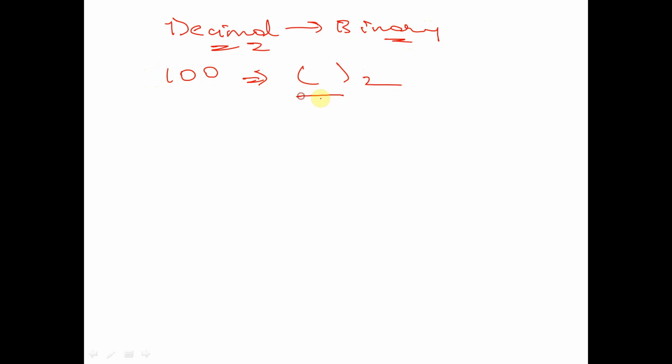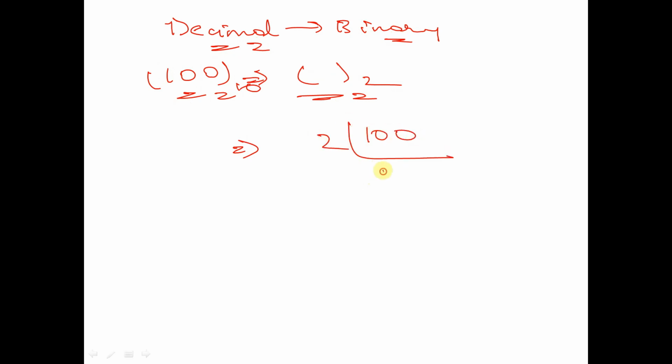So coming to the vice versa operation, that is decimal to binary number systems. If we have a decimal, say 100, and if we want to convert it into a binary number, then we will use the repetitive division method. That is, we will take this 100 and divide it by 2.